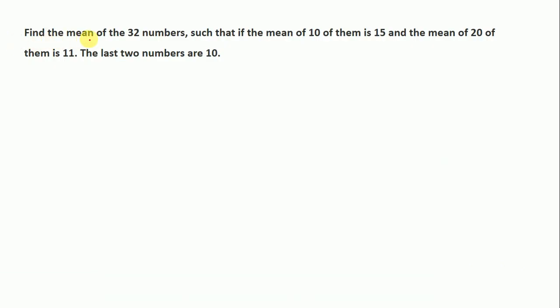Find the mean of the 32 numbers such that if the mean of 10 of them is 15 and the mean of 20 of them is 11, the last two numbers are 10. First of all, what is mean? Mean is equal to the sum of observations divided by the number of observations. This is a very basic thing, but most of you, I hope, are not in touch with this type of aptitude, so revision for all such things is very important.